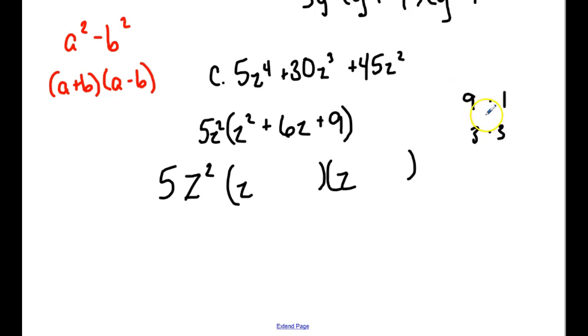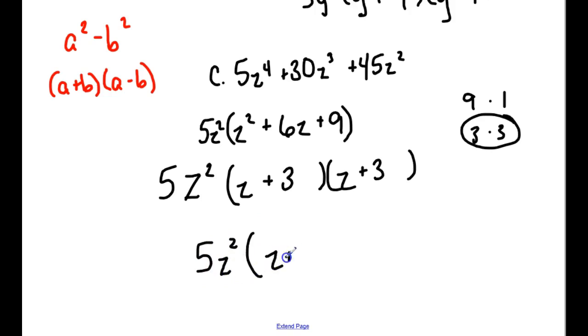And I know that either they both have to be positive or they both have to be negative to get that positive 9. So now I look for the pair that will sum to this middle term, which is right here. So I can add 3 and 3. I see that these two are the same thing, right? I have z plus 3 and z plus 3, so I can just rewrite this as 5z squared times z plus 3 squared, because z plus 3 times z plus 3 is z plus 3 squared. So now I have fully factored this one.